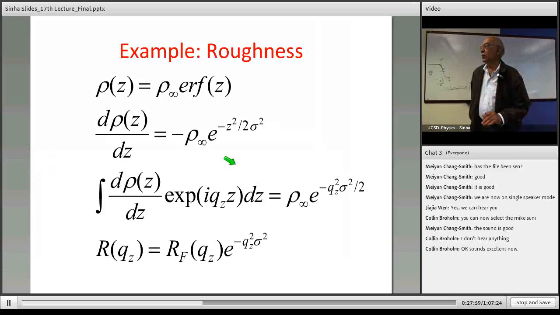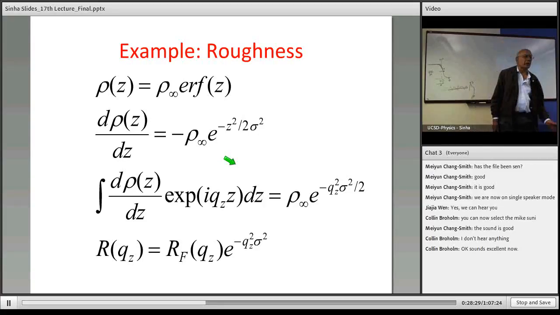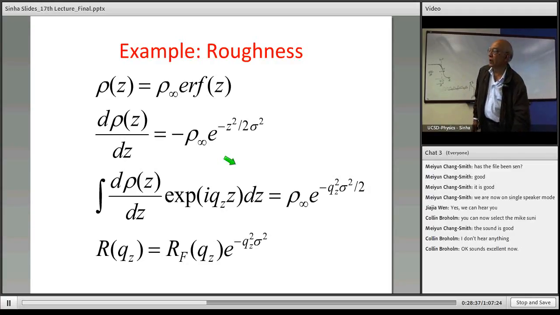And see what that does when I put it into the master formula that I had. Here I can write the density as rho infinity times the error function. The error function is defined so that at z minus infinity, it's 1. At z plus infinity, it's 0. And at z equals 0, it's a half. So it goes from 1 to 0. It's not always defined this way, but sometimes it's defined as going from 1 to minus 1. But I'm defining it this way.